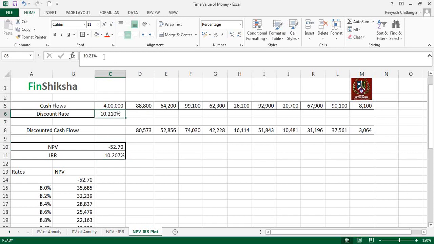This is 10.207%. If we keep adding decimal points, we'll keep getting closer to 0. If we add one more, this is 2065. So if I change this to 2065, we reach very close to 0, right? That's the IRR concept for us. Let's go back to our initial state where we were at 10%. And now let's try and plot this.